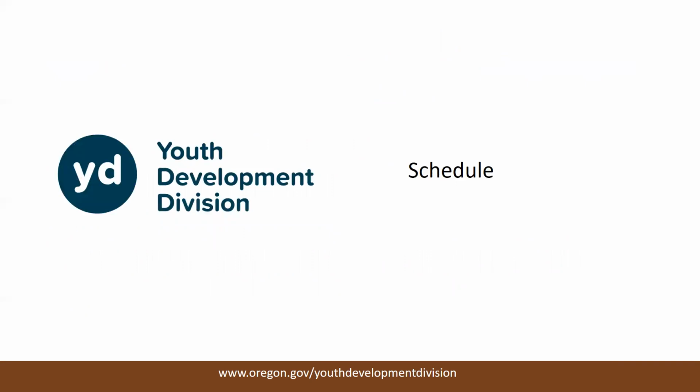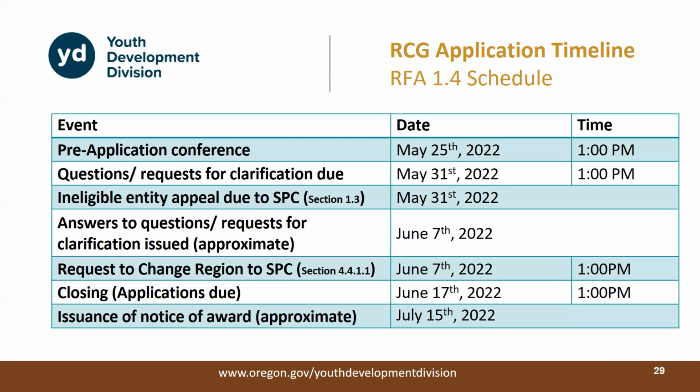Okay, so for the final part of our presentation, in section 1.4 of the RFA, we have the application timeline. Just to note, any questions or requests for clarification that you might have, which you'll route through the single point of contact, are due May 31st by 1 p.m. Another important time to note here is the closing date: applications are due June 17th, also at 1 p.m.